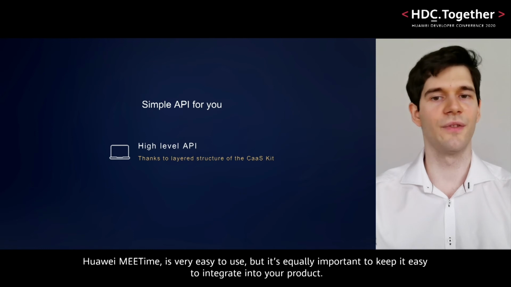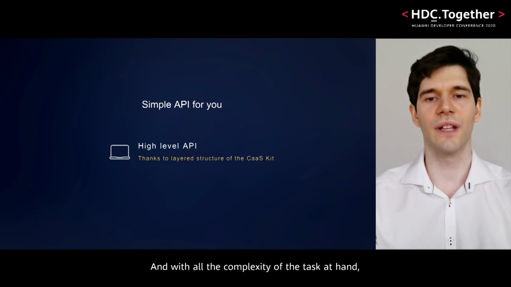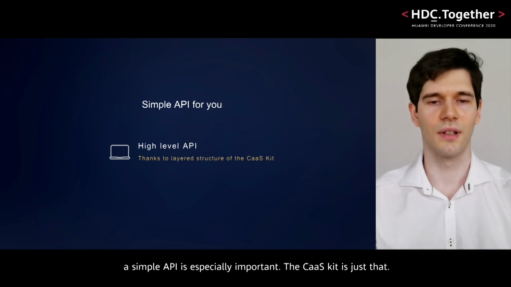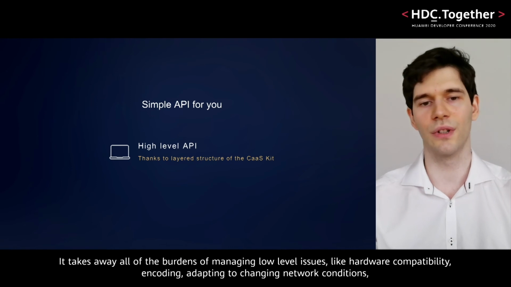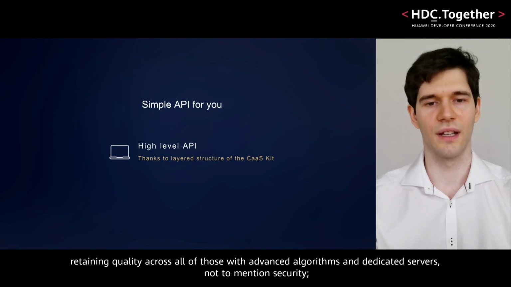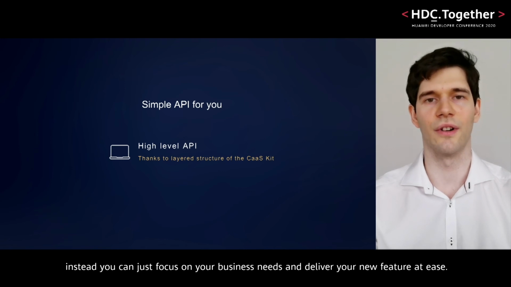Huawei MeTime is very easy to use, but it's equally important to keep it easy to integrate into your product. And with all the complexity of the task at hand, a simple API is especially important. The Caas Kit is just that. It takes away all of the burdens of managing low-level issues like hardware compatibility, encoding, adapting to changing network conditions, retaining quality across all of those with advanced algorithms and dedicated servers, not to mention security. Instead, you can just focus on your business needs and deliver your new feature at ease.